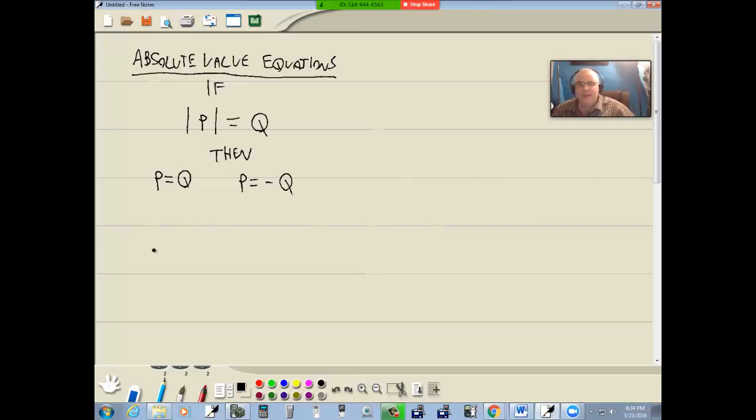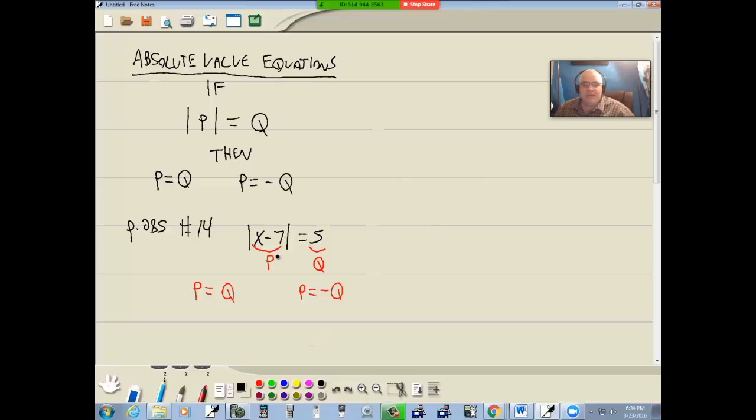For example, this is number 14 on page 285. I got the absolute value of x minus 7 is equal to 5. Now notice that the absolute value is by itself on the left side. There's nothing in front of it, there's nothing after it. Whatever's inside your absolute value is going to be your P, and whatever's on the other side will be your Q. Now your formula says you're going to plug it into P is equal to Q, and you'll plug it into P is equal to negative Q.